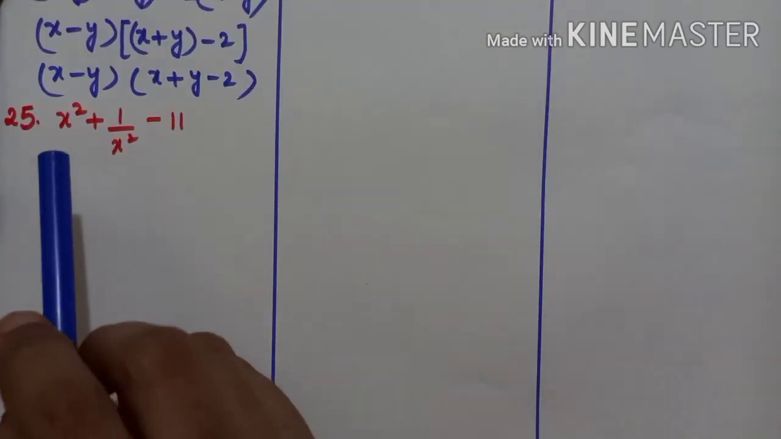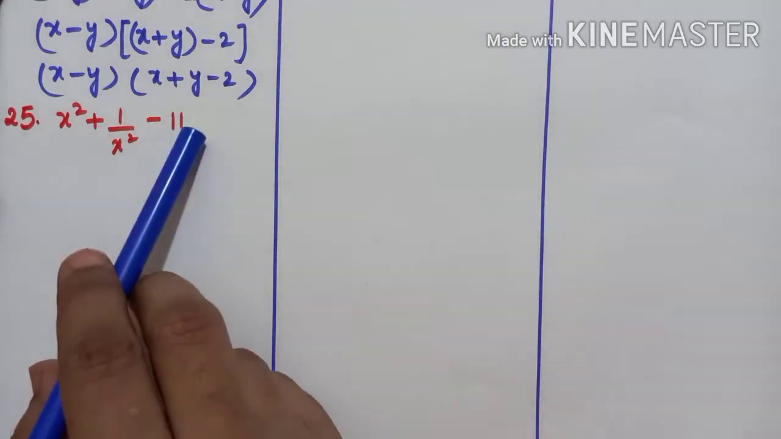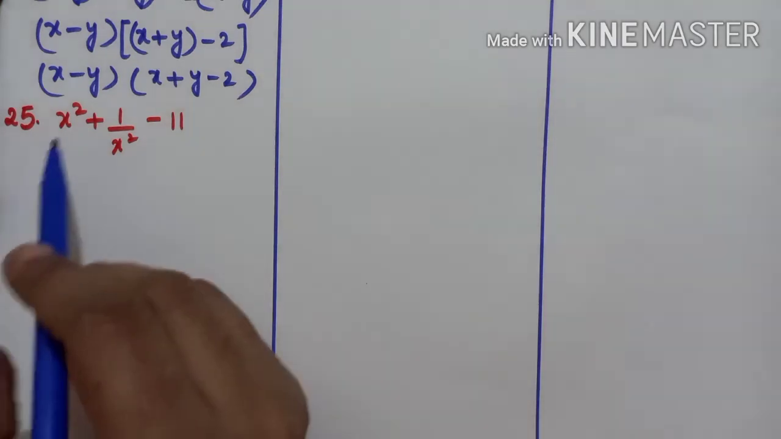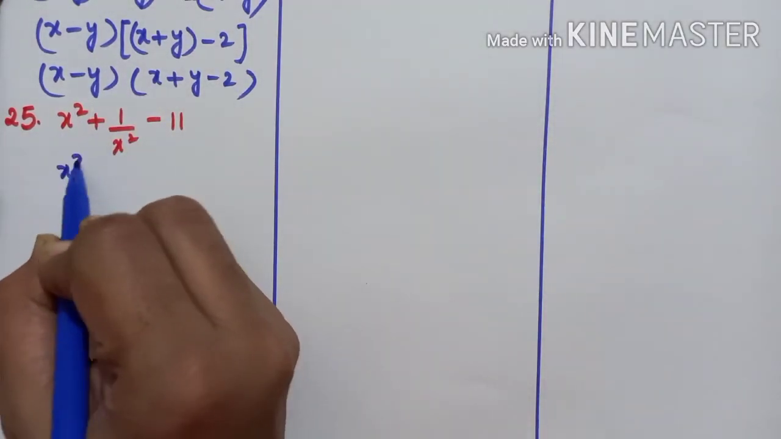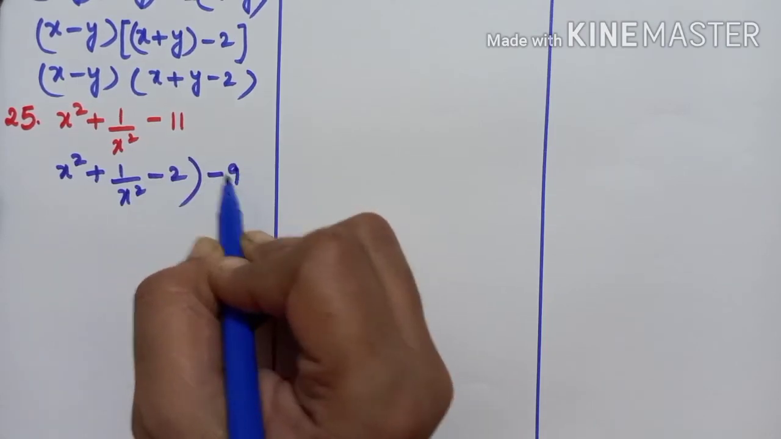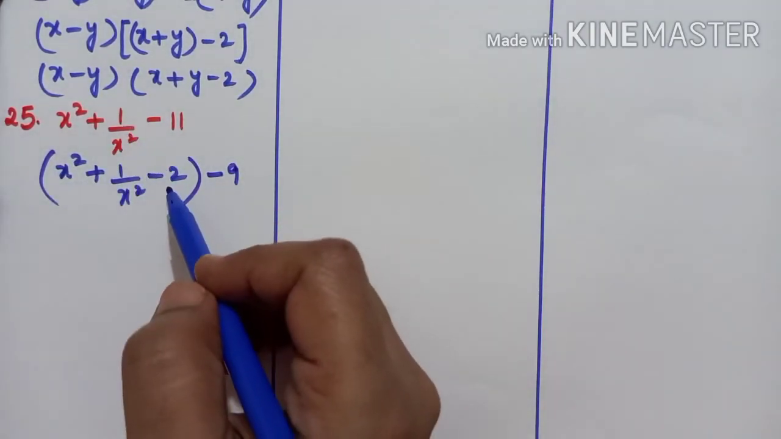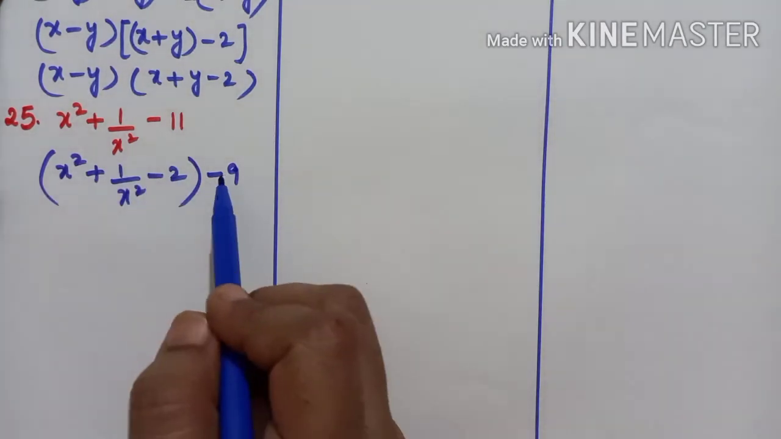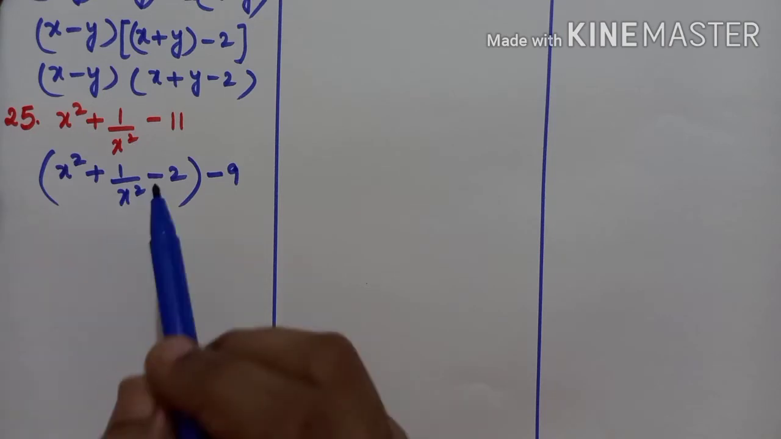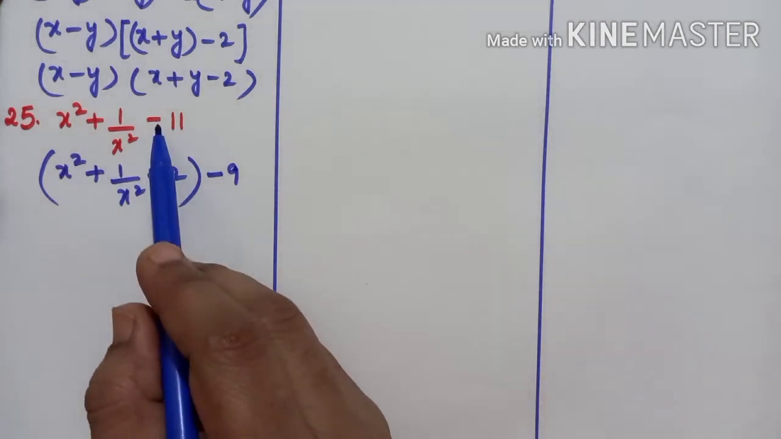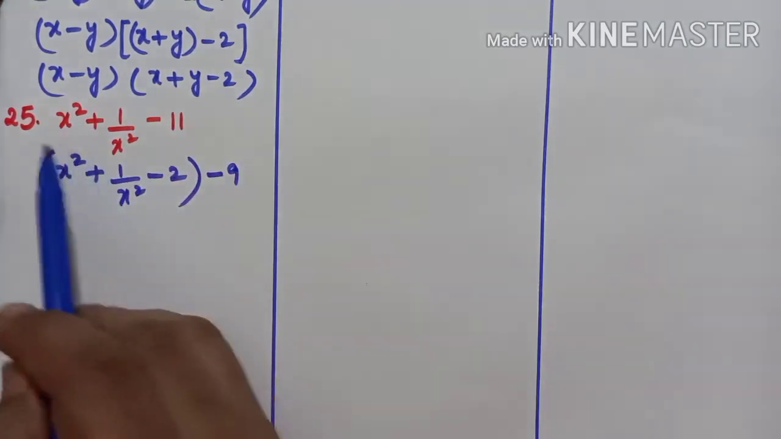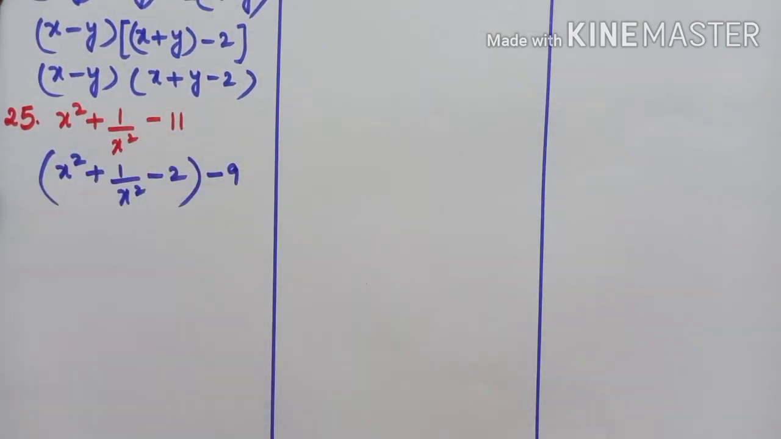Now the next one is x square plus 1 by x square minus 11. So what can you do for this? Actually in the hint itself it's given to take this expression as x square plus 1 by x square minus 2 minus 9. Minus 2 minus 9 will give you minus 11. So first you are writing minus 11 as minus 2 minus 9, then minus 2 along with this expression you are taking inside the brackets.